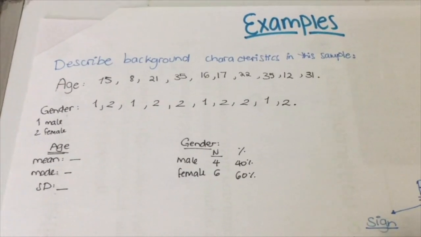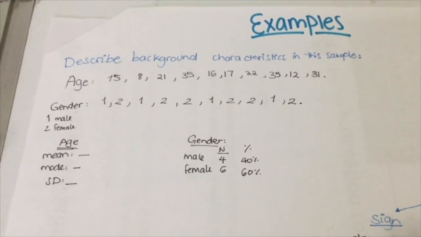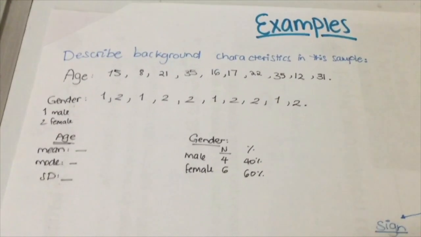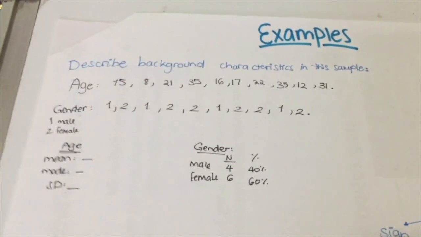Okay, so now we're going to look at an example. The questions would look like something that says to describe the background characteristics in the sample.